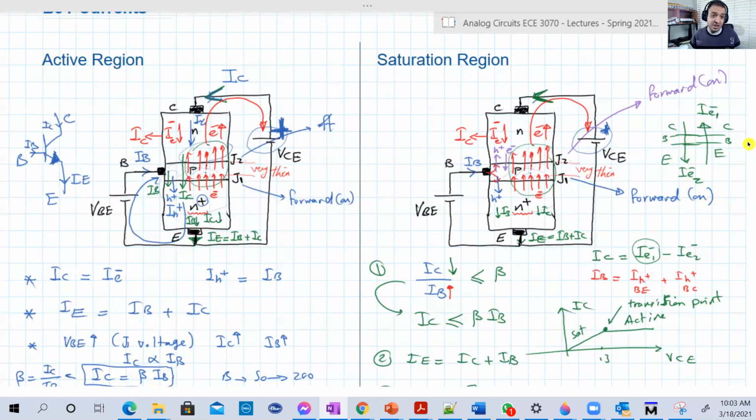And in the saturation region, IC over IB will be less than beta. The junction between the base and the collector will be off in the active region, and on in saturation. Guys, this is an overview of the currents of the BJT and the basic differences between the active region and saturation region. This will be our key to start analyzing circuits for the transistor.